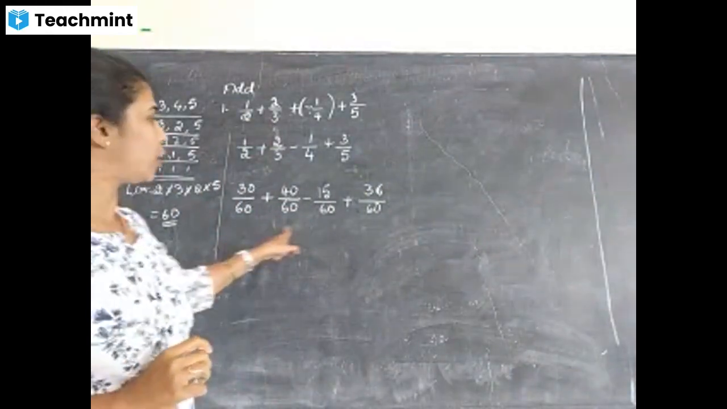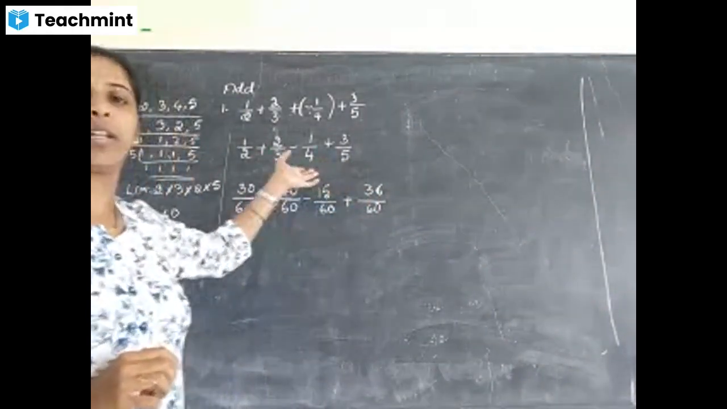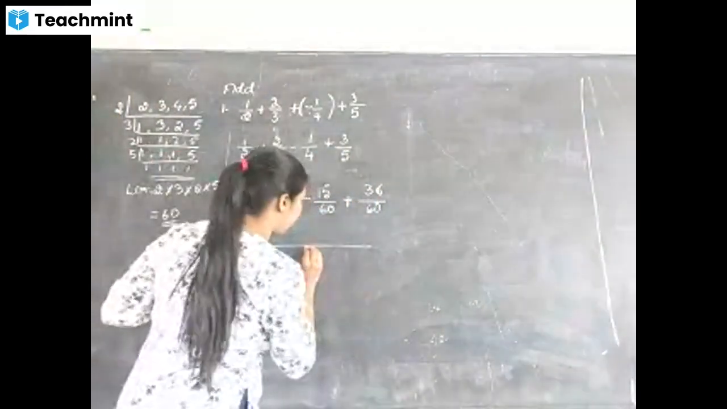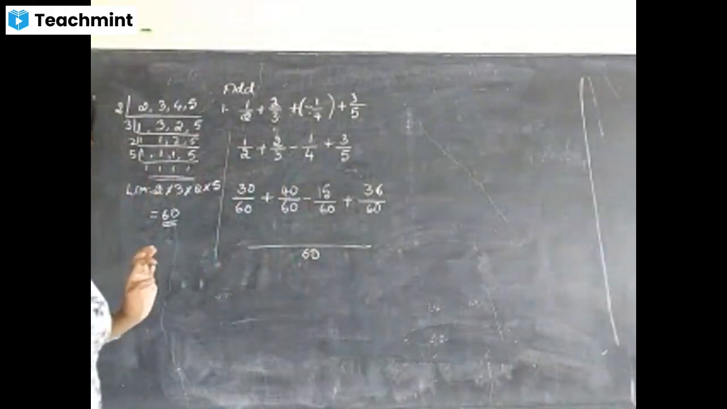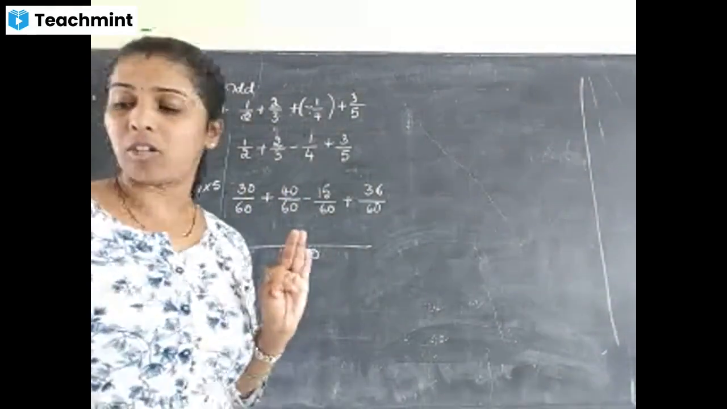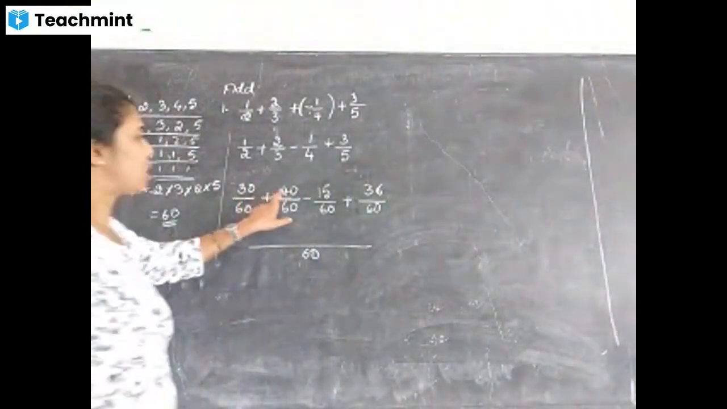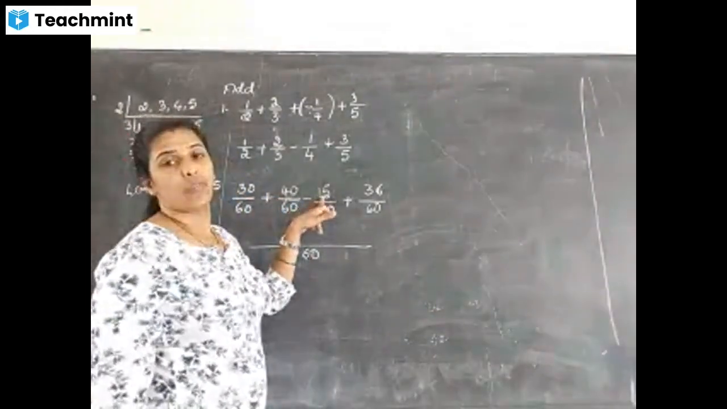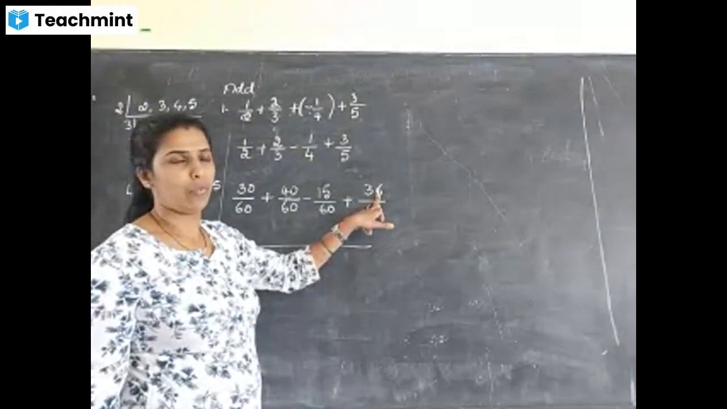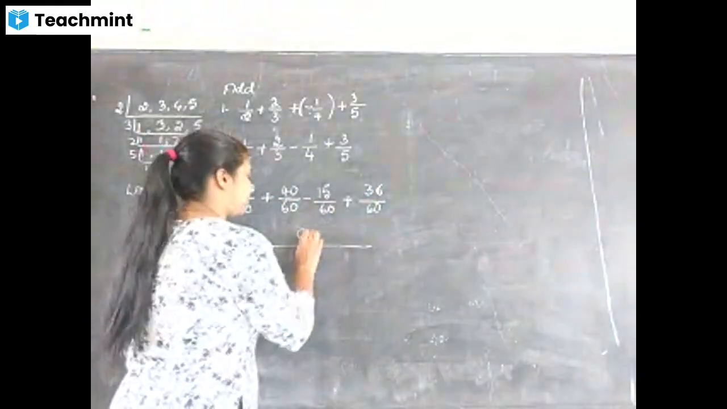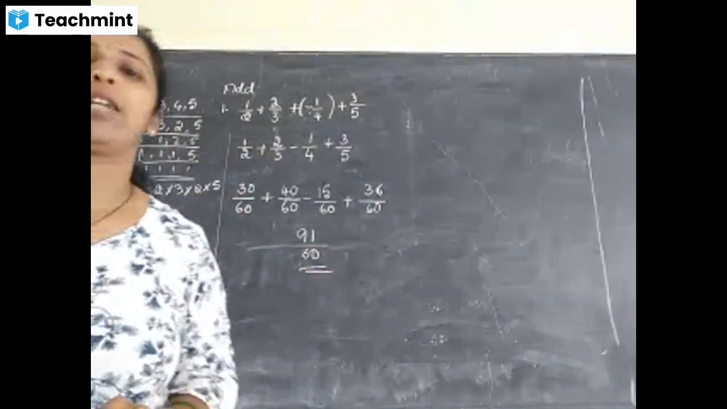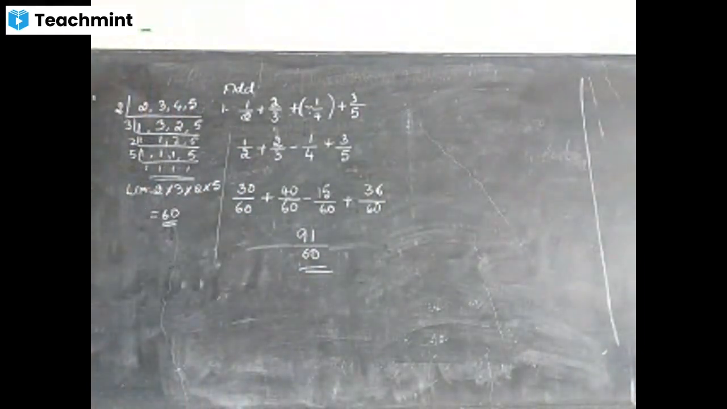Now we have converted the denominators and the numerators accordingly. Now we can add; the denominator remains the same, 60. We do not add the denominators, only the numerators. In addition and subtraction, we do not add or subtract the denominators. 30 plus 40 is 70. 70 minus 15 is 55. 55 plus 36 is 91. So we got the answer as 91 by 60.